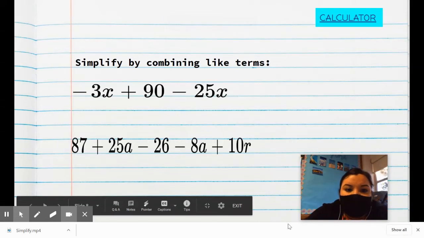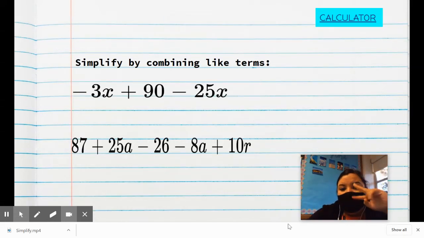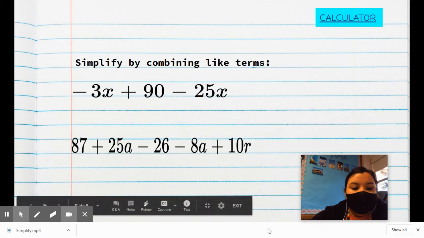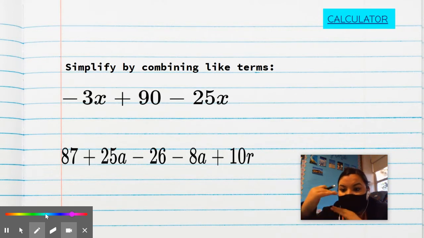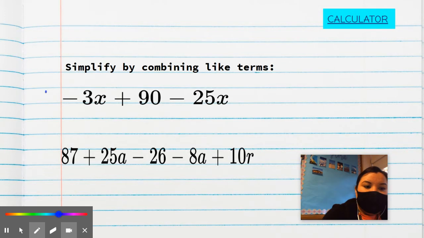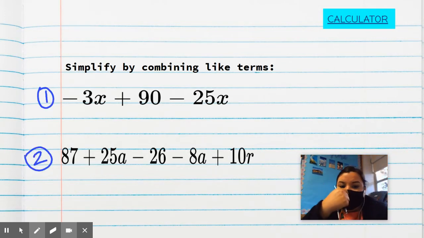On this slide, we have simplified by combining like terms, and we have two different expressions. I know that it's an expression because I don't see an actual equal sign first off. So let's label this as number 1, and this one is number 2. So let's look at the first one, number 1. We have minus 3x plus 90 minus 25x.